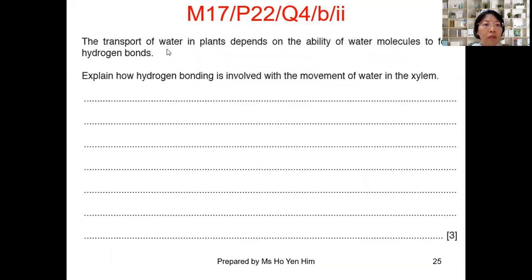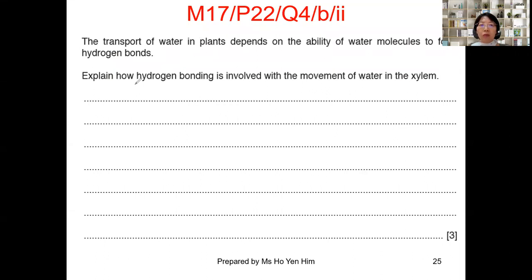So now the next question. The transport of water in plants depends on the ability of water molecules to form hydrogen bonds. Explain how hydrogen bonding is involved with the movement of water in the xylem.